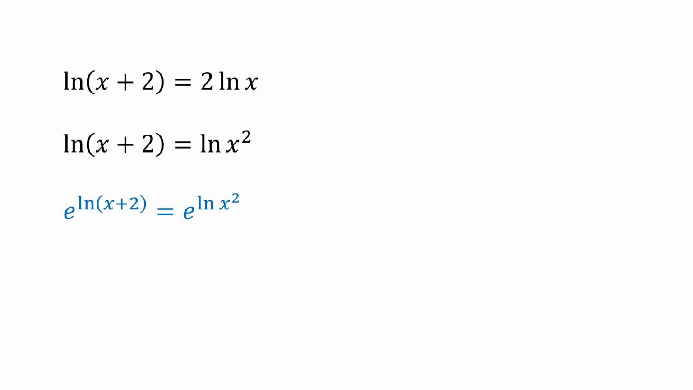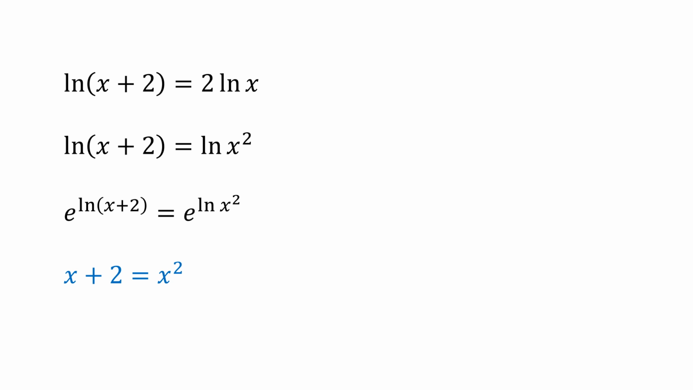Now we'll make each side of our equation an exponent of e. So we get e to the ln of x plus 2 equals e to the ln of x squared. The inverse function relationship of the base and the log of the base makes this x plus 2, and right here x squared. The logarithms are gone. We have something we can solve.